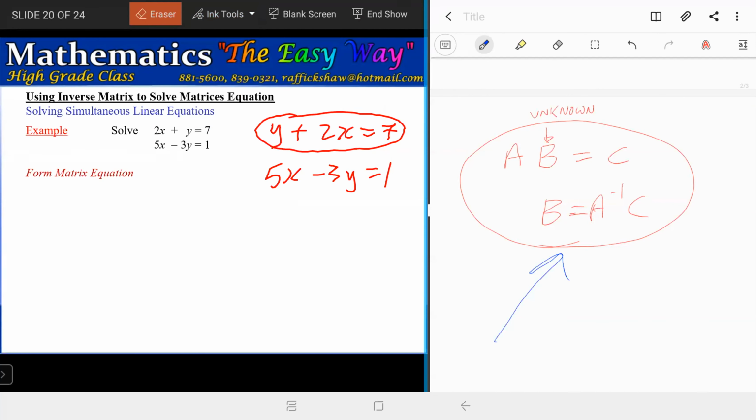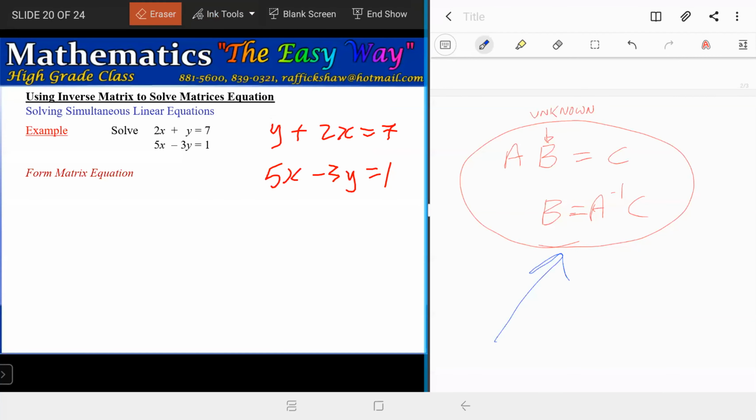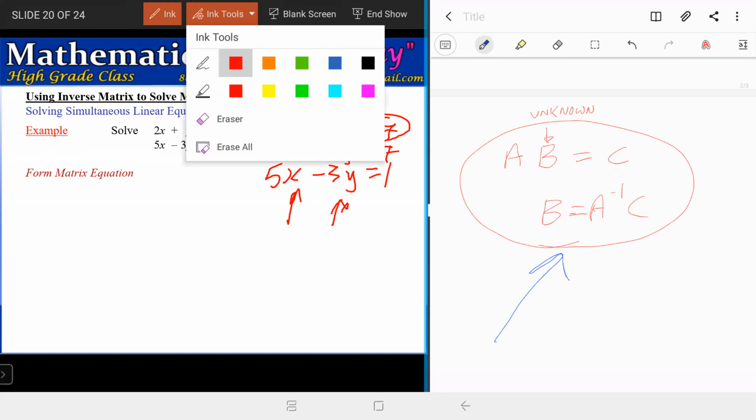What you would have to do is take this one and rearrange it and write it as 2x plus y equals 7 if they gave you that. You must have the x values first and the y values second when you write the equation. Everybody understand that? That's the first thing I want you to always look for.